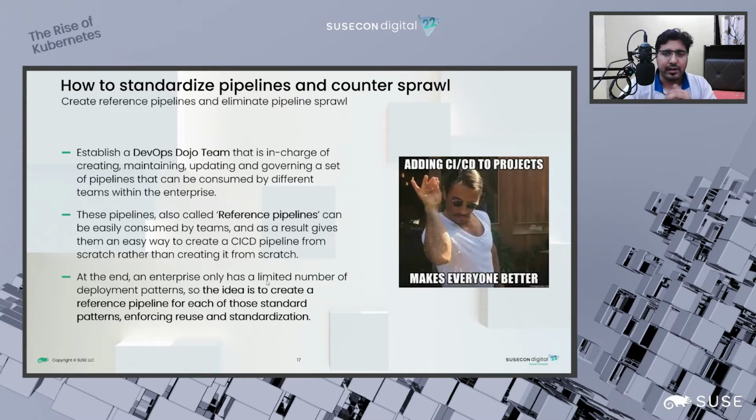But how to standardize this? How can I standardize pipelines and how can I counter pipeline sprawl? The very simple way to do this is to establish something called reference pipelines. These are standard pipelines which have been created mostly under the governance of a central DevOps board, maybe a DevOps Dojo team, maybe a DevOps practice team, maybe a DevOps architecture governance board.